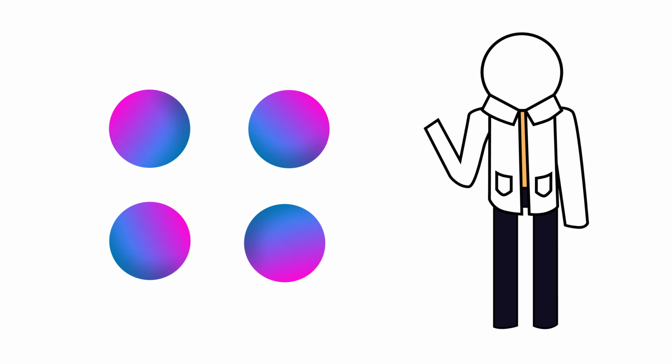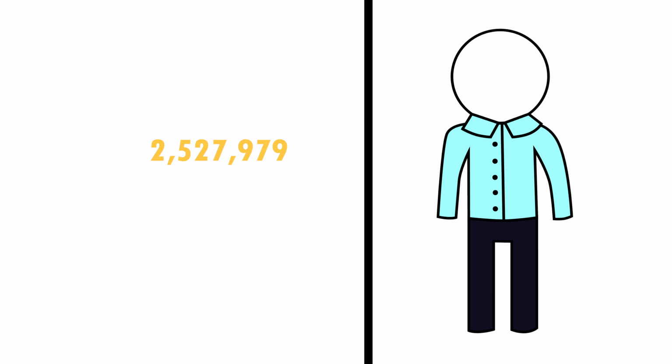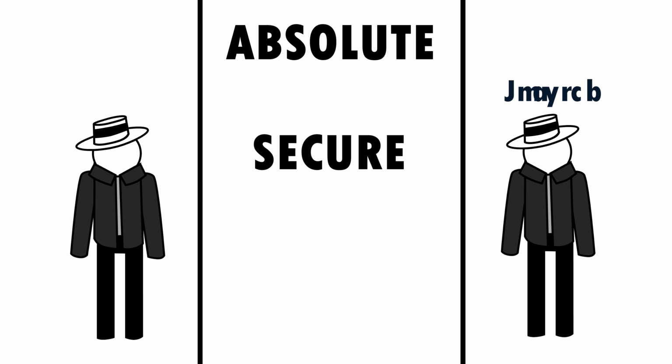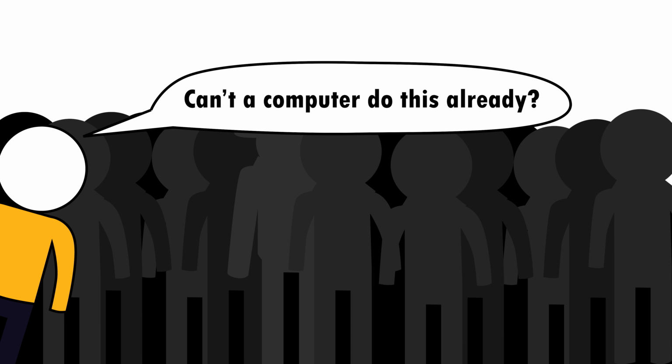If you are a scientist, you can run simulations to discover new medicines. If you like numbers, you can find prime factors quickly. If you are a secret agent, you can use quantum effects for absolute secure communication. Can't a computer do this already?